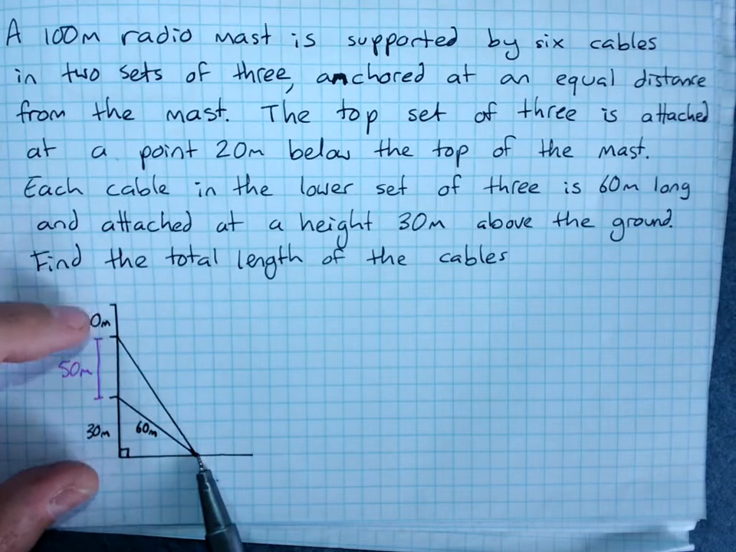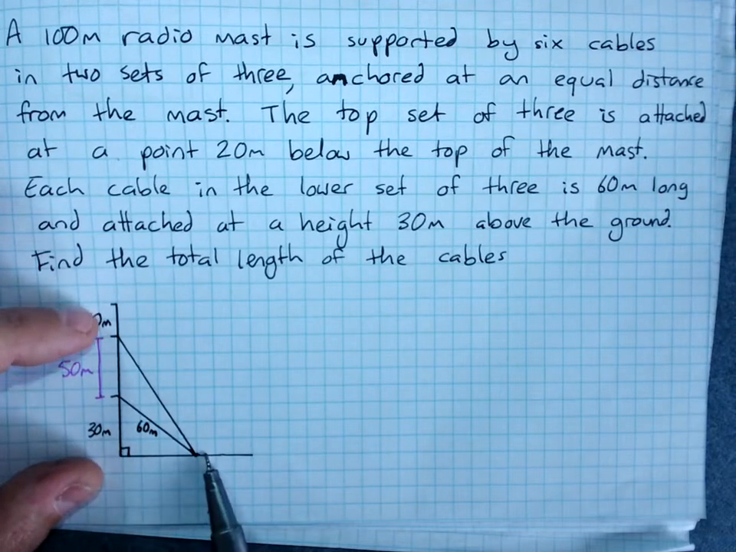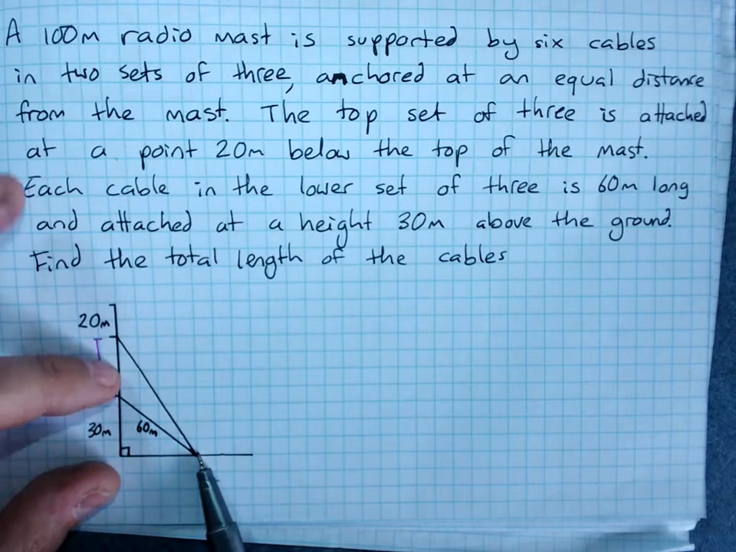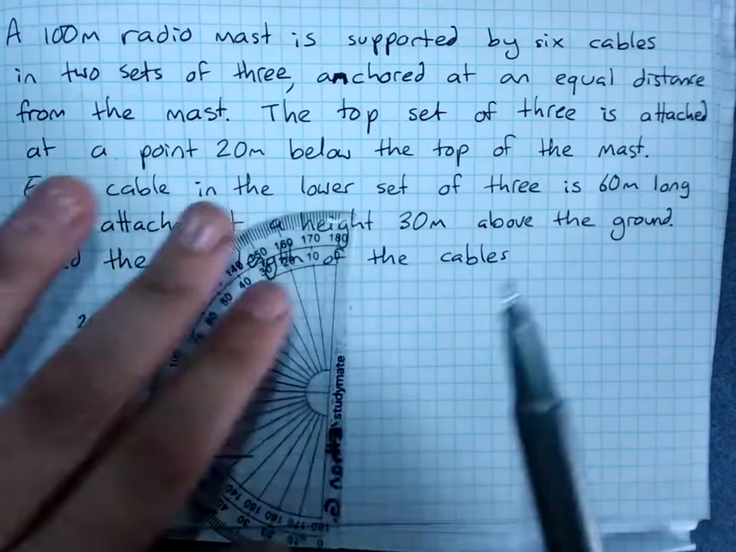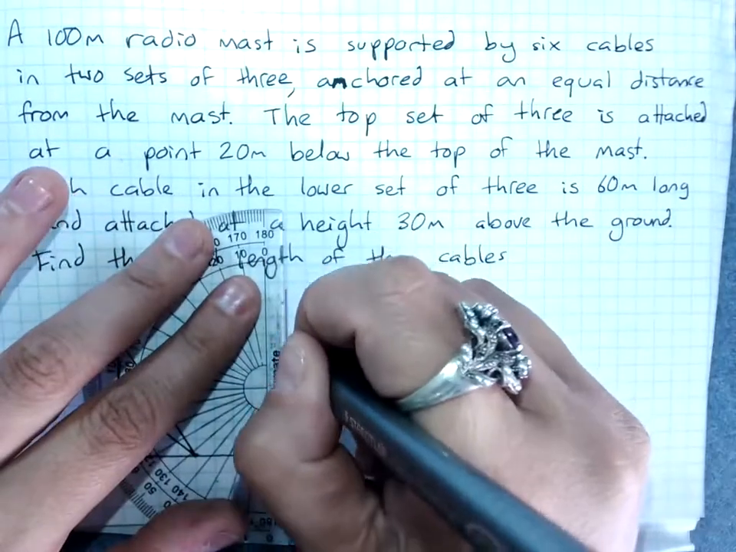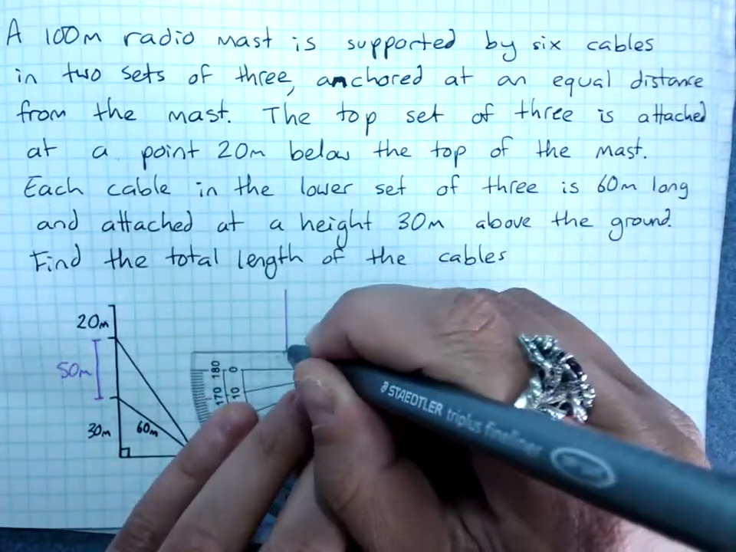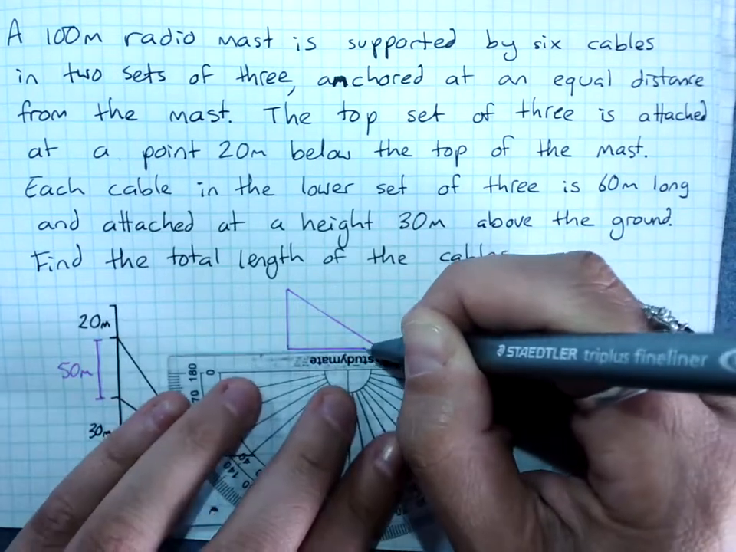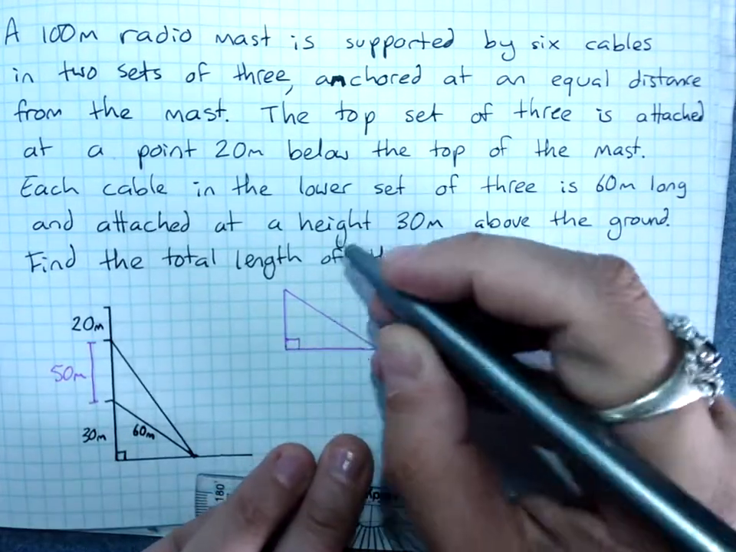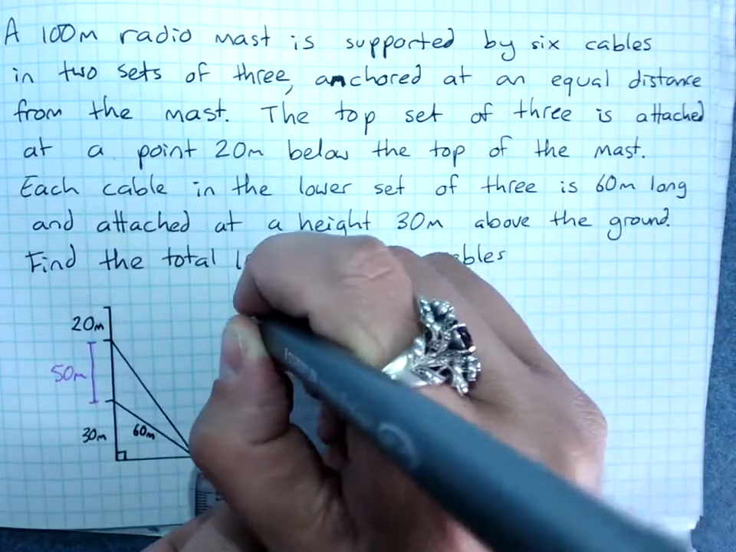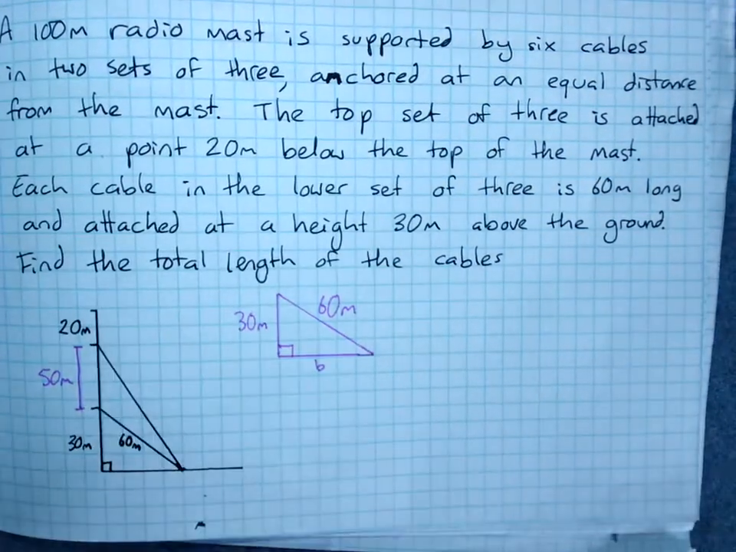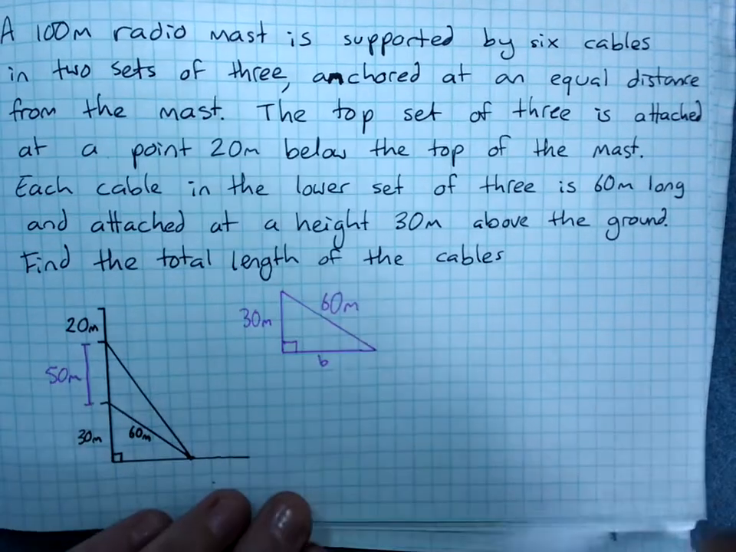You've got one distance, that's 80. You don't know this, but you can find this distance from the smaller triangle. So your smaller triangle, 60 meters, 30 meters, and B. We're finding B. Write your formula.